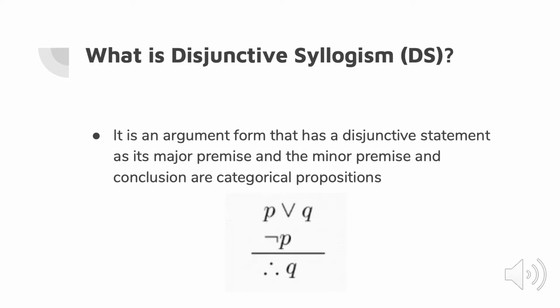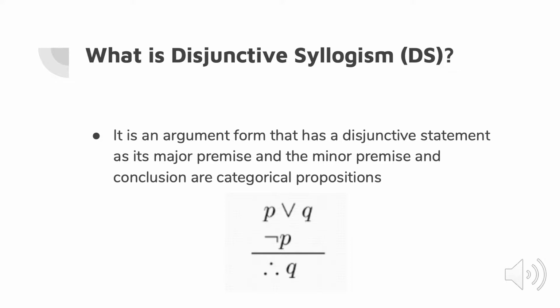So to start, you're probably asking, what is disjunctive syllogism? This is also sometimes referred to as DS, and it is ultimately an argument form that has a disjunctive statement as its major premise, and its conclusion and minor premise are categorical propositions. So its logical form is shown below. In this first line, you see the disjunctive statement, which serves as the major premise, and the minor premise, which is the negation of P, and together these produce the conclusion Q, which is also a categorical proposition.